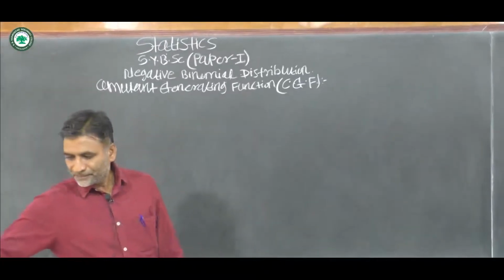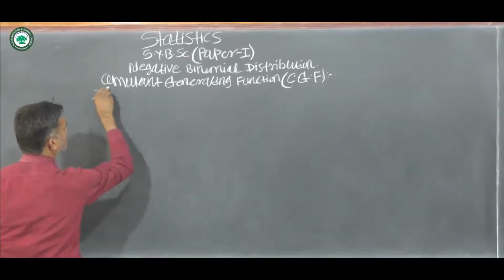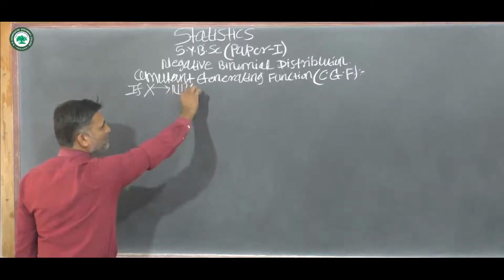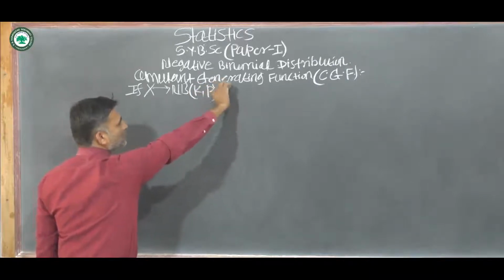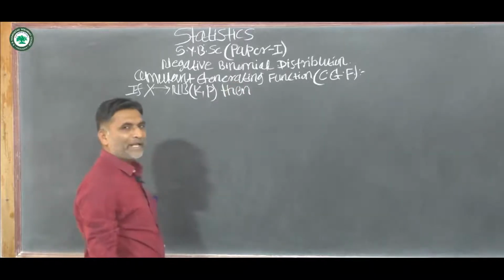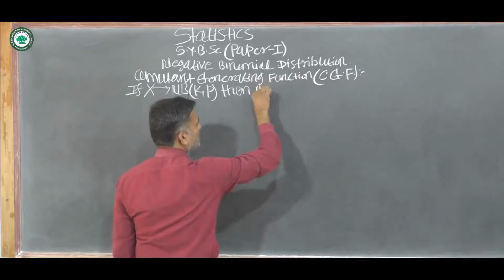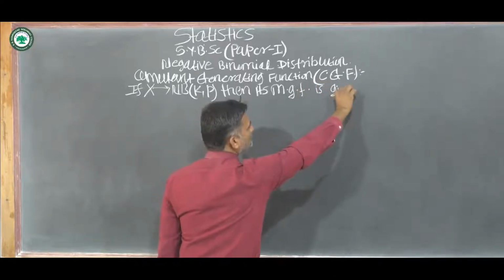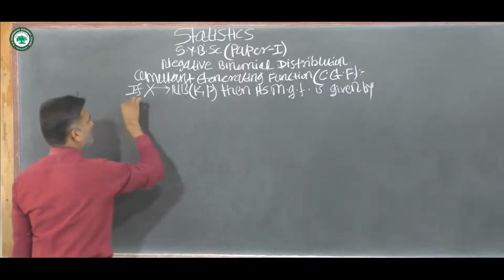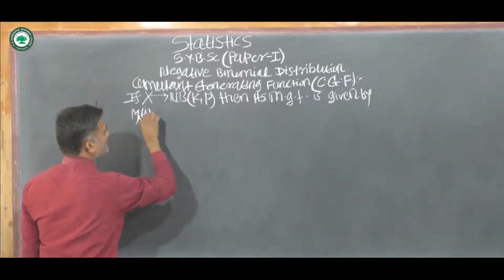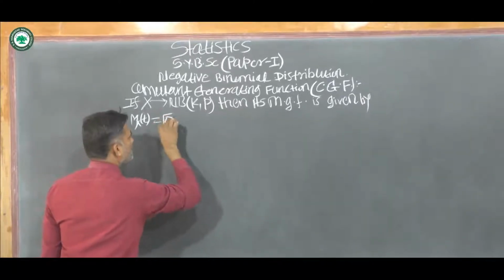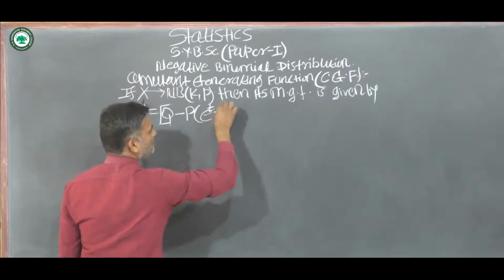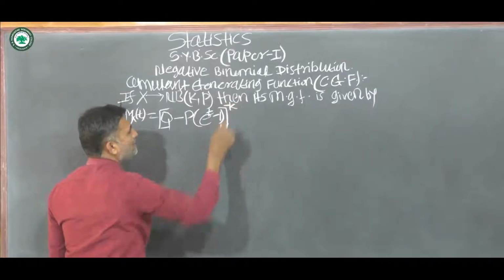Now, if the random variable X follows the negative binomial distribution with parameters k and p, then its moment generating function, MGF, is given by M_X(t) is equal to [Q minus P(e^t minus 1)] raised to minus k.